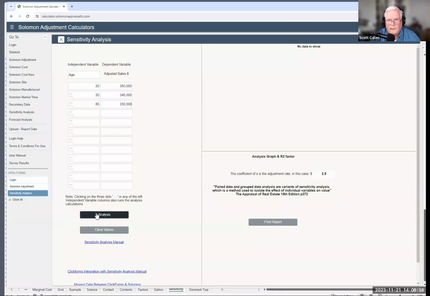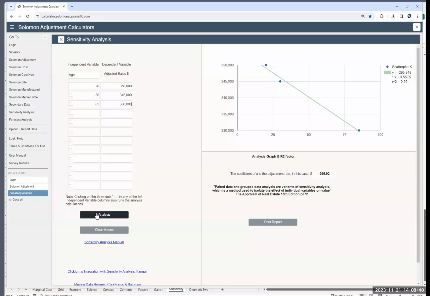So now when we click analysis, we see a 99% coefficient of determination.